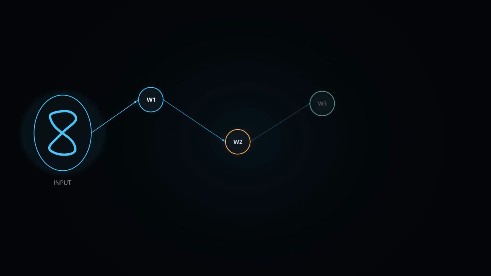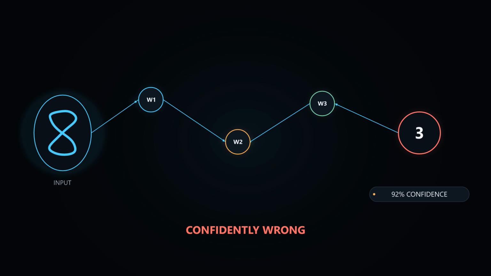A handwritten 8 enters the network, signals race forward, and the model answers 3 with 92% confidence. It is confidently wrong. Now comes the real mystery. How can a machine turn that failure into a better next prediction? Not by feeling regret, not by replaying a thought.